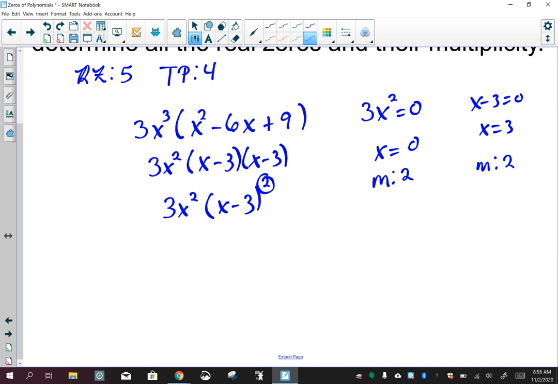Okay? So these are my zeros, 0 and 3. However, I have this multiplicity, so that means they're going to turn and touch on 0 and turn and touch on 3, but they will not cross the x-axis on those two numbers. All right.